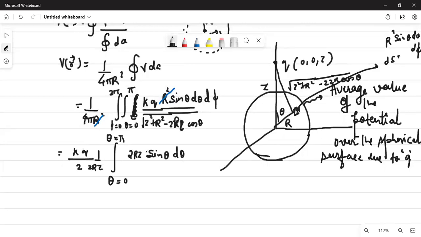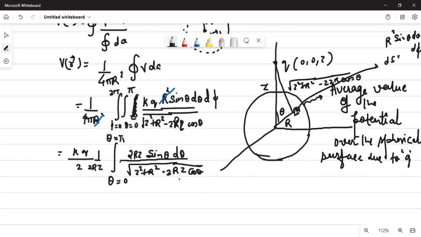And simply I'll write root over z square plus r square minus 2rz cos theta. So I think this is fine. I hope I have not made any mistake till now, because if I make some mistake, then this will be too difficult for me to figure out. This will be 2 pi. This will get cancelled too. Okay, so overall, sorry, there will be some cos theta there.